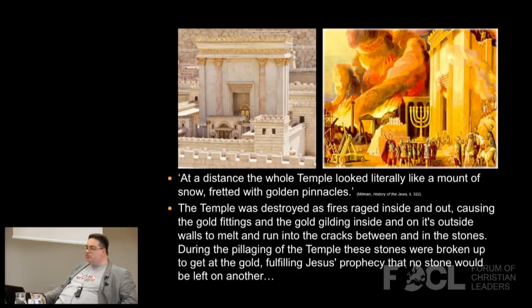The temple was destroyed when the Romans took over it because the Jewish rebels holed up in the temple as a kind of final fortress. So the Romans attacked that first to get into Jerusalem to get the rebels. A fire, we don't know who set it, how it caught, but a fire destroyed the temple. The fire caused the gold fittings and the gold gilding inside and out of the temple to melt. And the gold ran in between the cracks in the stonework of the temple.